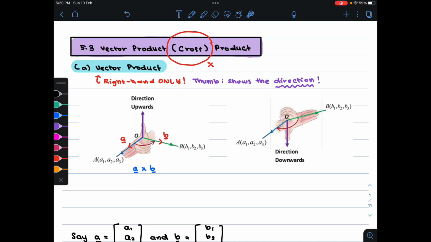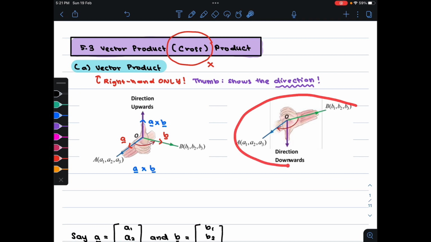And then you're gonna curl your fingers like this. You're gonna curl it towards the second vector, which is B in this case. So as you can see, when you do this vector product, our thumb points upward. Therefore, this will be the direction of our vector product, which is A cross B.